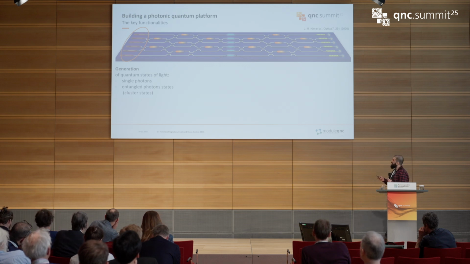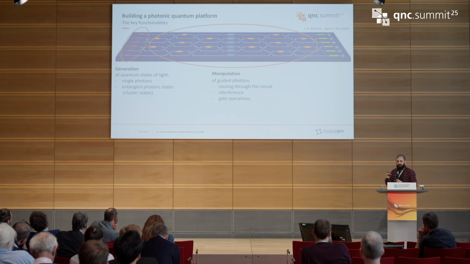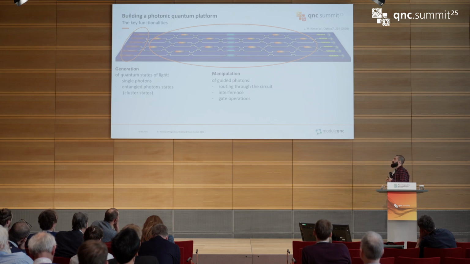After it is generated, light has to be somewhat manipulated. We need to very simply take the light from one side of the chip to the other one. So we need, for example, waveguides to route these photons, or we can take a step up and increase a little bit the complexity. We make some interference. We have, for example, beam splitters, and we use this higher level of complexity for the photons, or we have even more complex devices where we introduce some sort of nonlinearity, which is one of the key ingredients to have gate operations.